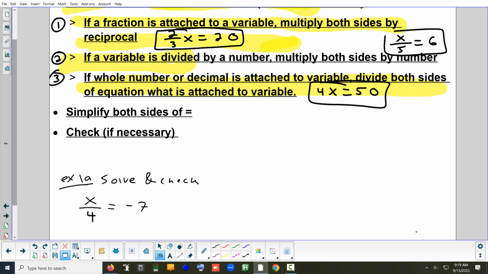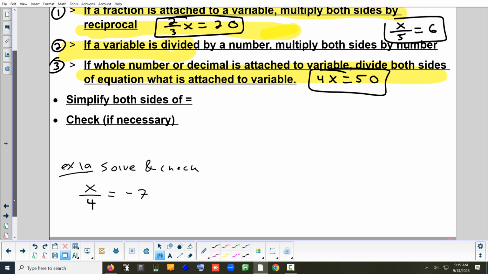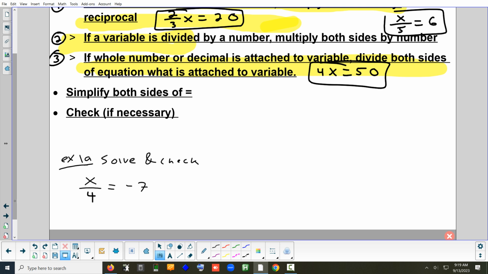Okay, so we said that this one is case 2. The directions in case 2 say that if you have a letter divided by a number, we have to use the opposite operation. So we see division. The opposite operation is multiplication. And we're going to multiply both sides by the number that we divided by. So we're going to put multiply, multiply. And what number are we going to multiply both sides by? 4.